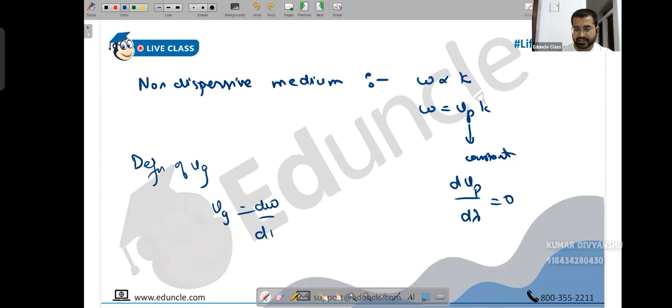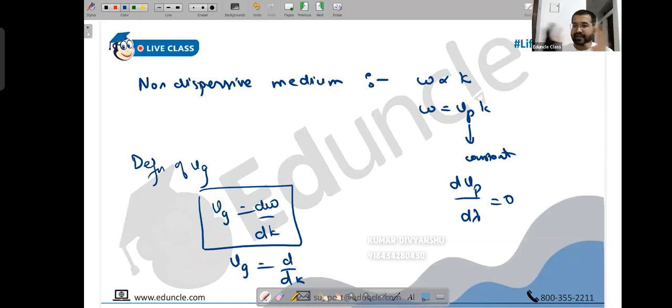Next, let's calculate the relationship between Vg and Vp. Substitute omega as Vp times k here. What do we get? Vg is d by dk of, what do we expect in non-dispersive? All the particles are moving with the same velocity, so the group will also move with the same velocity. It's like you are stretching a balloon, like I said. The whole balloon flows with the same velocity with which the gas is expanding inside of it.